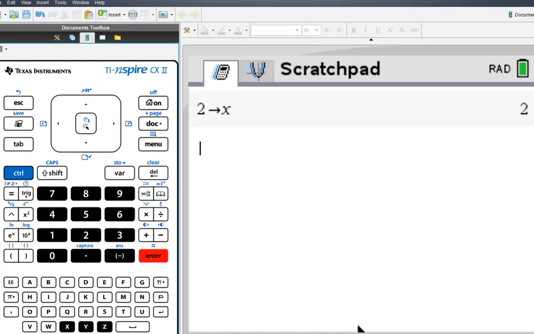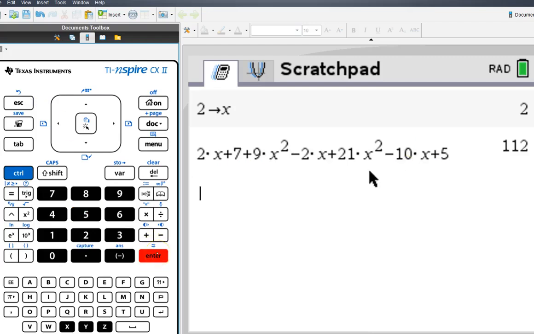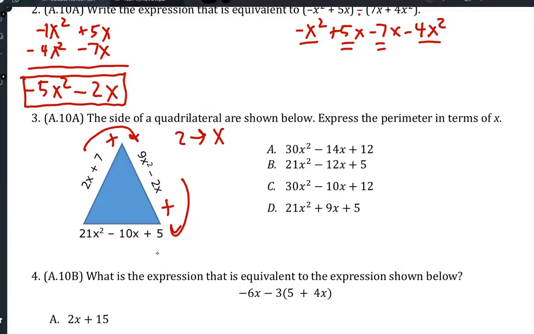Now then I'm going to start adding up the rectangle or the triangle. So I have a 2x plus 7. I'm going to add that to the next edge, which is 9x squared minus 2x. I'm going to add that to the next edge, which is 21x squared minus 10x, and then plus 5. So all I did was add up all those edges, hit enter, and you get 112. So I'm going to go back to my paper.